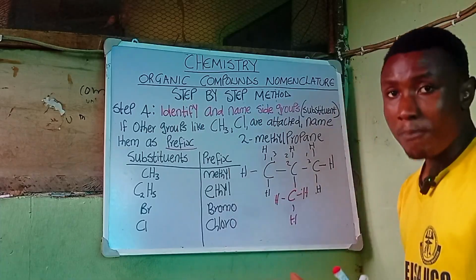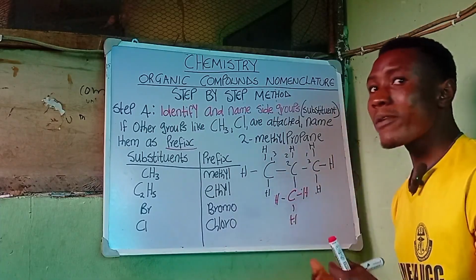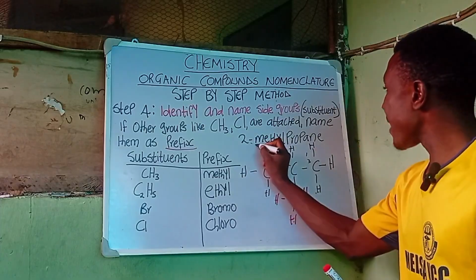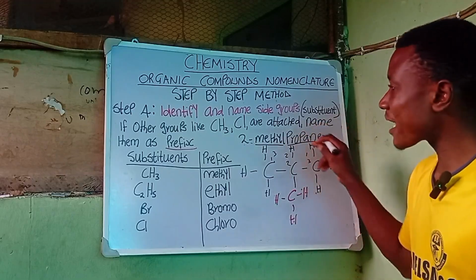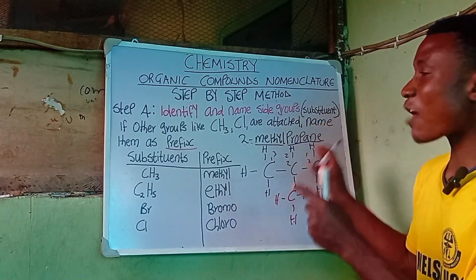Because they are prefixes, they always come before the parent name. This is methyl, 2-methylpropane, coming before the parent word name. So this is how we get it.